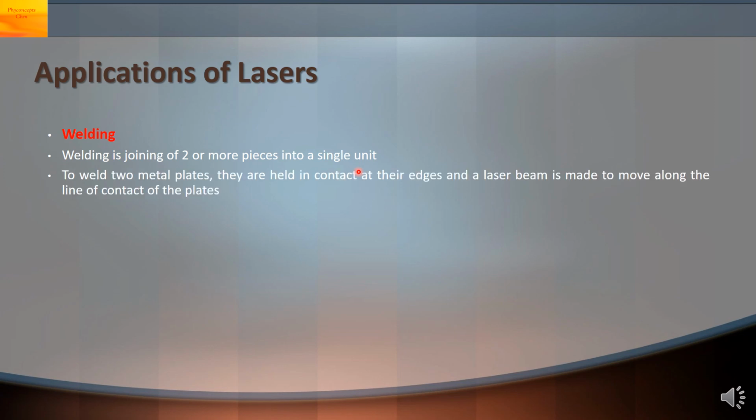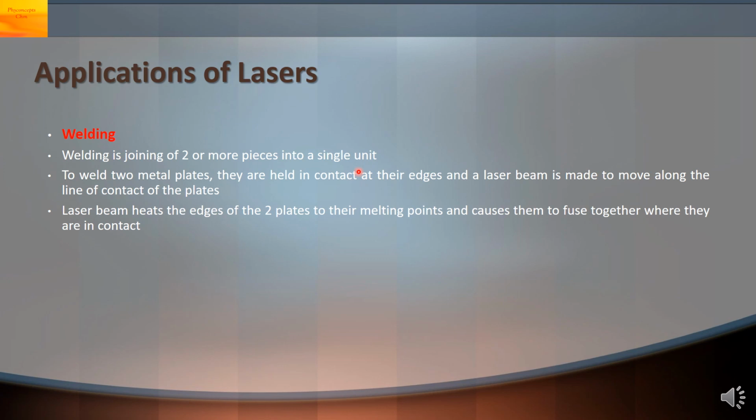So now we will see some important applications of lasers. First is welding. Welding is joining of two or more pieces into a single unit. So laser is used to melt the material on both sides of the joint. The molten material then mixes and resolidifies and then fuses its parts. So carbon dioxide lasers are used in welding thin sheets and foils.